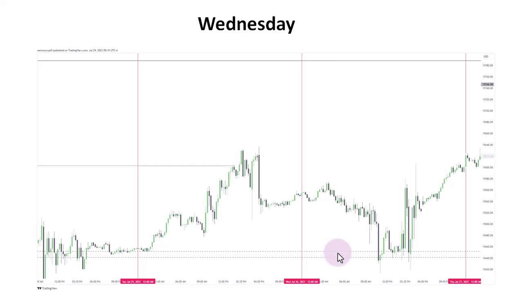Why? Because price goes for the farthest drawn liquidity. The farthest. Now, let me explain that. Look at Wednesday. We have the first drawn liquidity here, which is previous day low. We have the second here, which is previous day low. And we have the last drawn liquidity of the previous day, which is a new week opening gap.